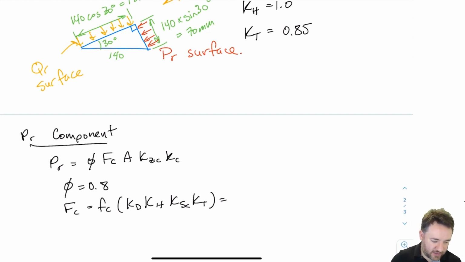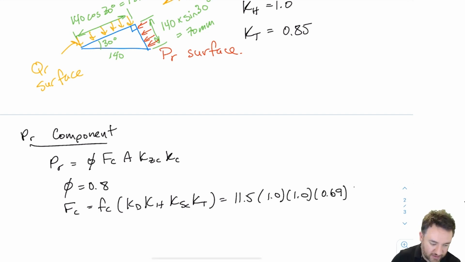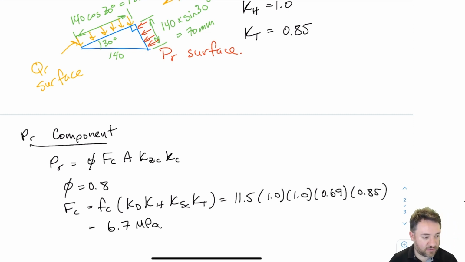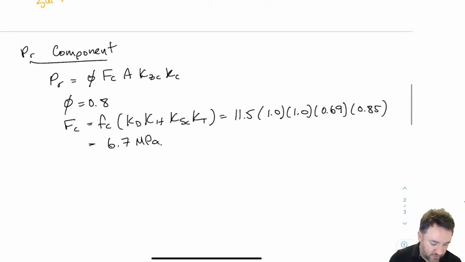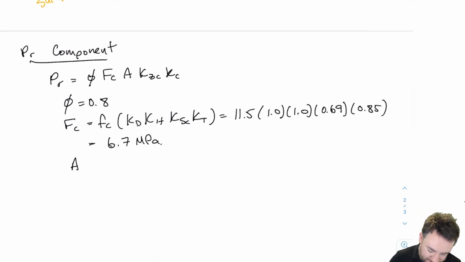our modified strength. So we start with our small FC, which was 11.5 from the table. KD is 1, KH is 1, KSC we calculated to be 0.69, and KT we determined was 0.85. So our reduced strength is 6.7 MPa. Wow, we've lost almost half our strength just because the wood is wet. So big difference. Okay, so now what is the A?